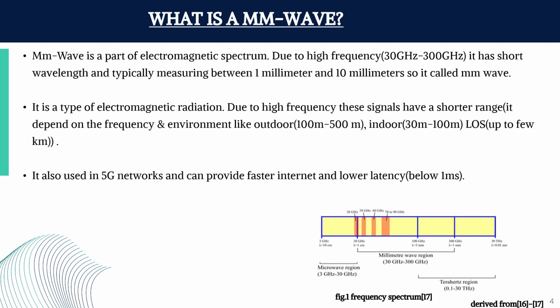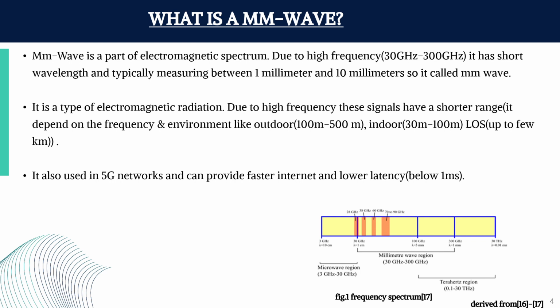According to the factors, it has different ranges. In the case of outdoor, it is from 100 meters to 500 meters. In the case of indoor, it ranges from 30 meters to 100 meters. In the case of line of sight communication, it ranges to a few kilometers. Also, it is used in 5G cellular networks. It can provide faster internet and lower latency. Latency is below 1 millisecond.